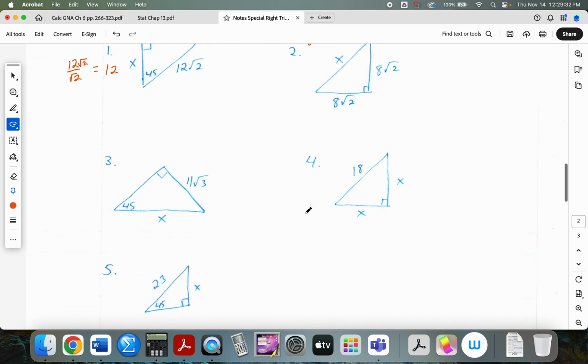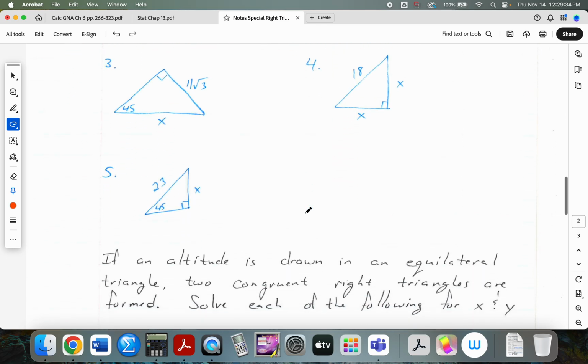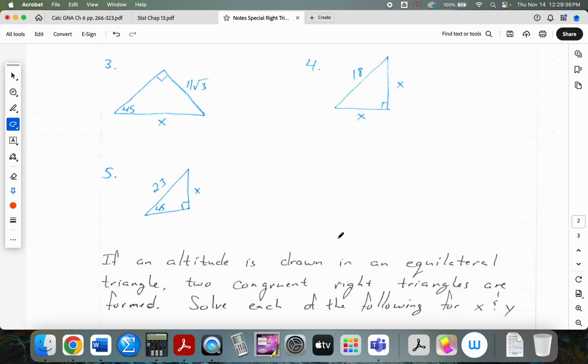Take a look at this one, for example. It's a 45, 45, 90 triangle. So I know this side's 11 square roots of 3, but they didn't ask, and we don't really need to write it down. And then the hypotenuse is going to be the length of the leg, 11 square roots of 3, multiplied by the square root of 2, so 11 square roots of 6.